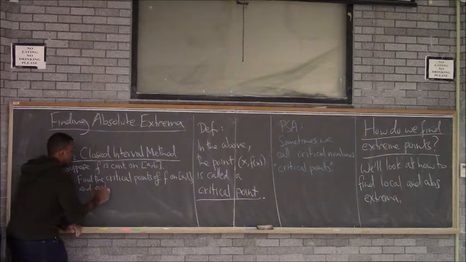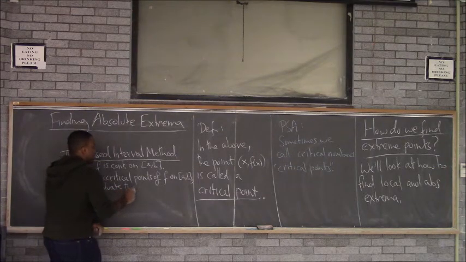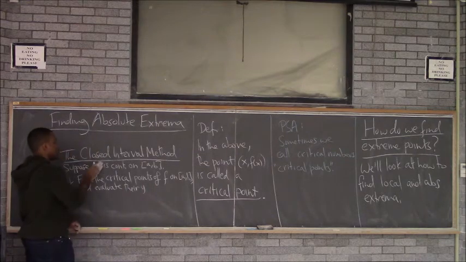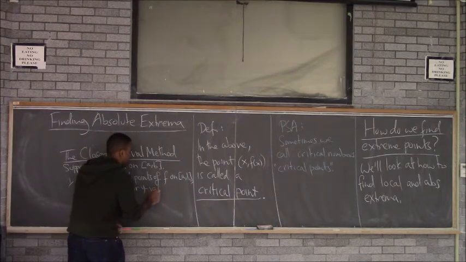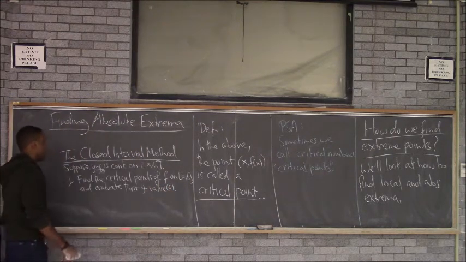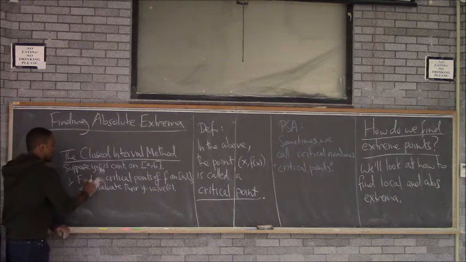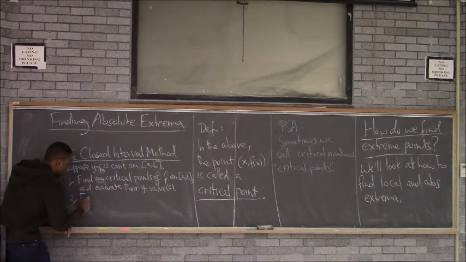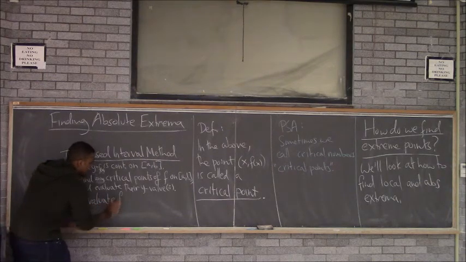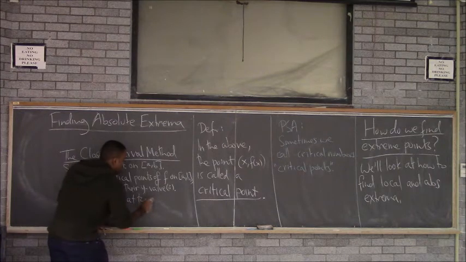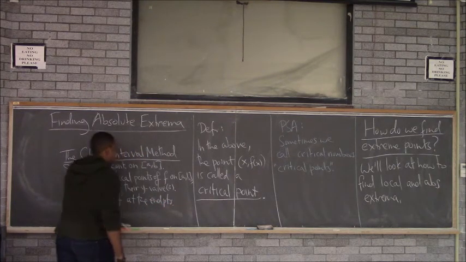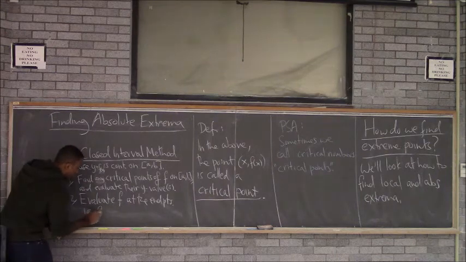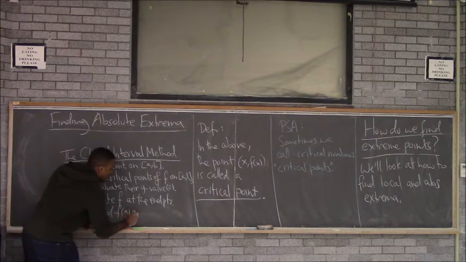And evaluate them. Evaluate their y values, y equals f of x. There might not be critical points; just find any critical points and evaluate their y values. You might say, oh, there are none. Two, you will evaluate f at the endpoints, i.e., you're going to find f of a and f of b.